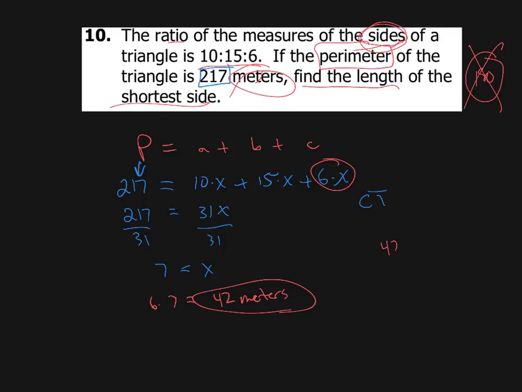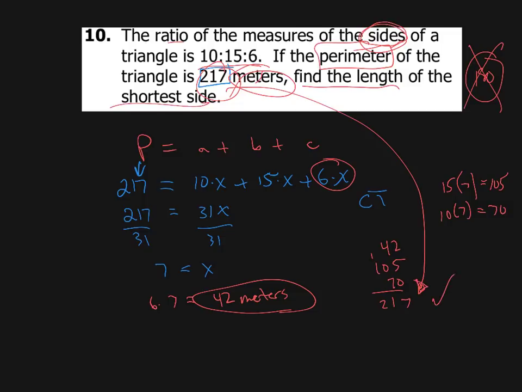But I'm just going to take the 42. I'm also going to take the 15 times 7 and the 10 times 7. So that's going to be 70. And 15 times 7 is 105. So 105 plus the 70 gives me 7, 1, carry the 1, 217. That was my original perimeter, so that's good. So this 42 meters is a good final answer.